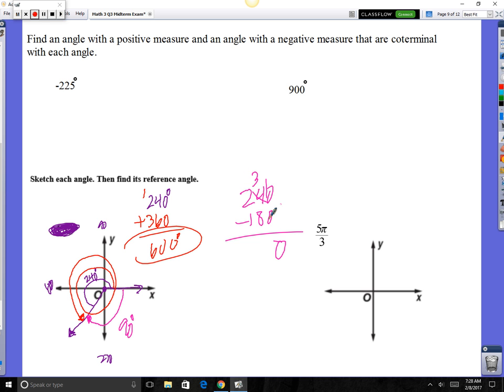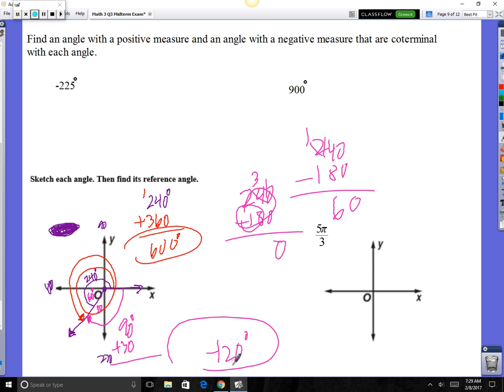So let's do this again. 240 minus 180, that's 60. So you went 60 degrees right here. This one is 60, that means this one is 30. So you need to do a 90 plus a 30. So you need to do a negative 120. So negative 120 will start and stop at the same spot.